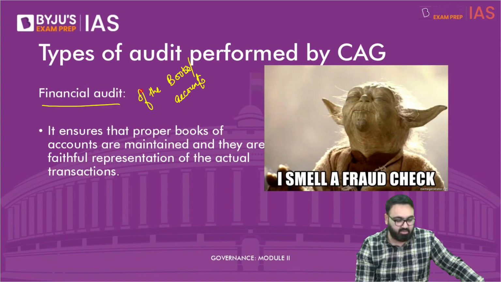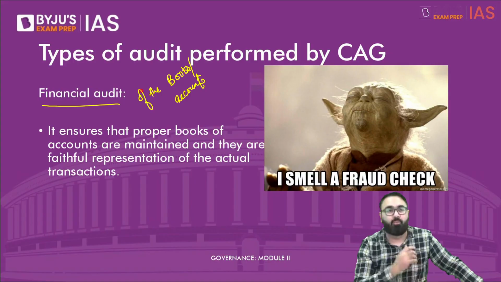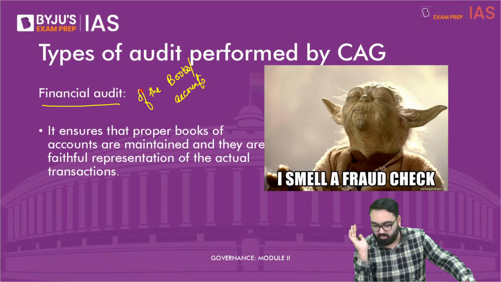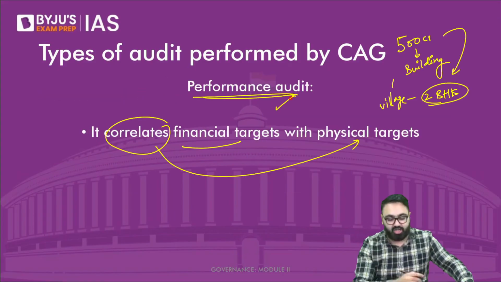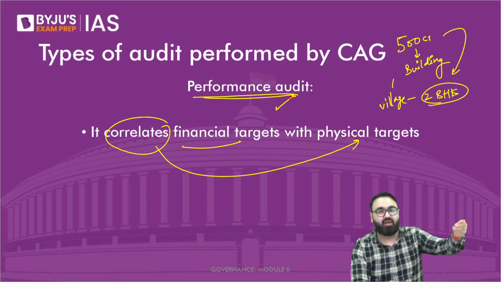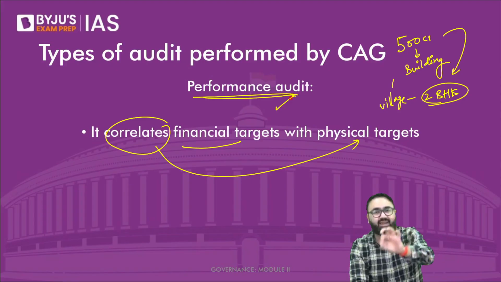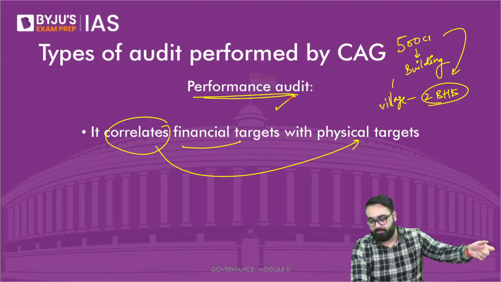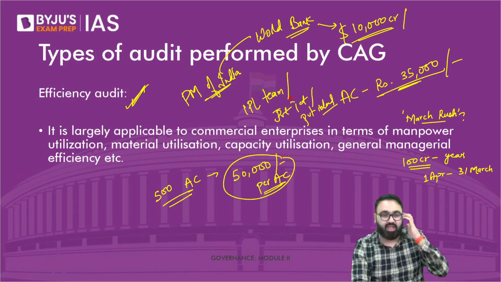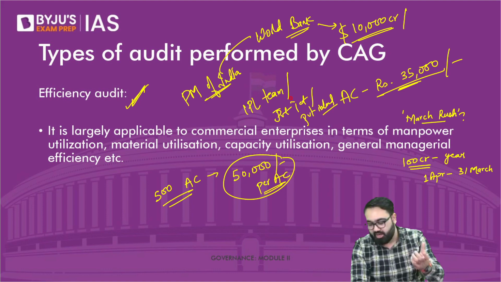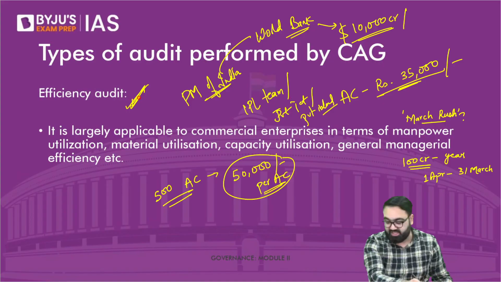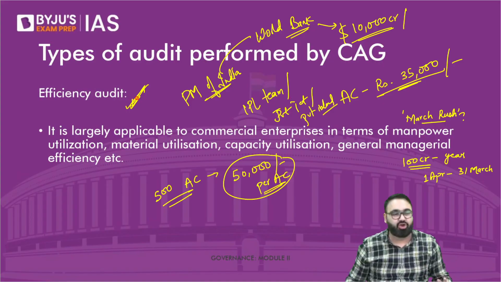Second, financial audit. Did you keep your books and accounts in the correct manner, or was there some fudging in the accounts, with the numbers wrong? Third, performance audit. If you spent 500 crore rupees, did you actually get the right result or not? Is there a physical target that is not matching? Then fourth, efficiency audit. Did you really bargain efficiently or not? Did you actually get it at the best price possible or not? Was the government efficient enough or not?